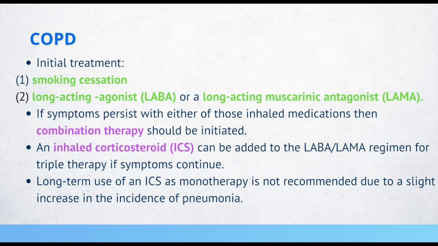COPD. Initial treatment is with smoking cessation, a long-acting beta agonist or LABA, or a long-acting muscarinic antagonist or LAMA. If symptoms persist with either of those inhaled medications, then combination therapy should be initiated. An inhaled corticosteroid can be added to the LABA-LAMA regimen for triple therapy if symptoms continue.